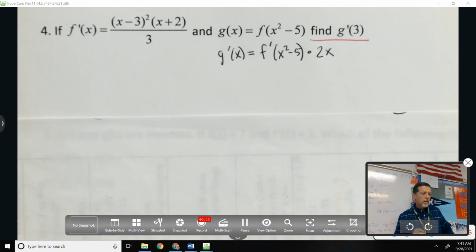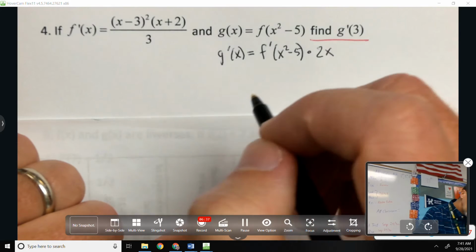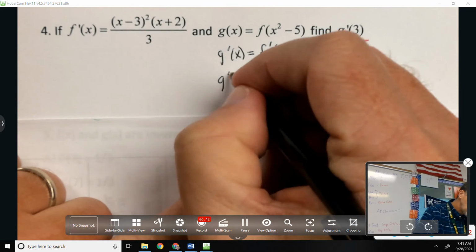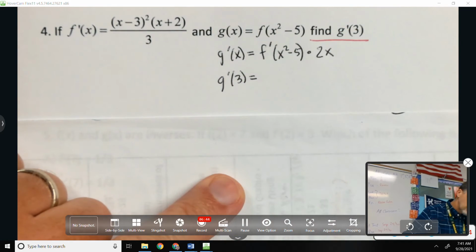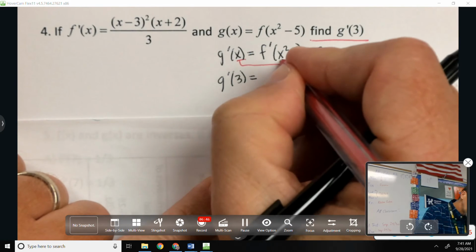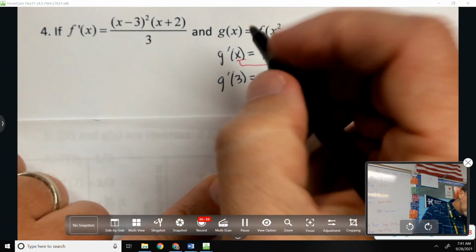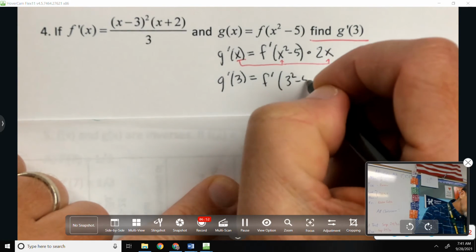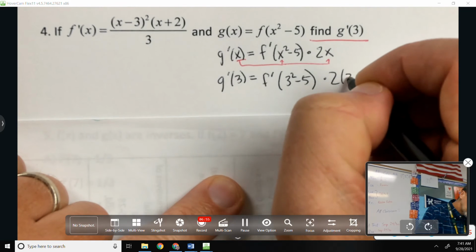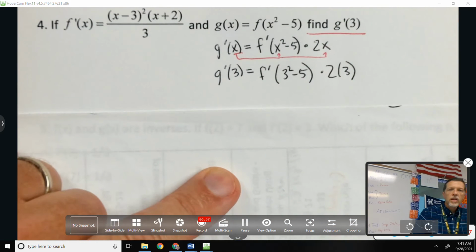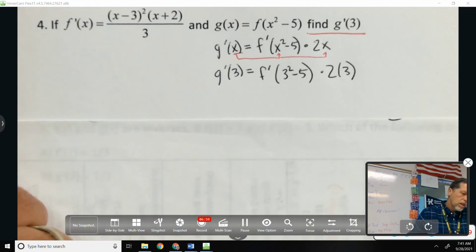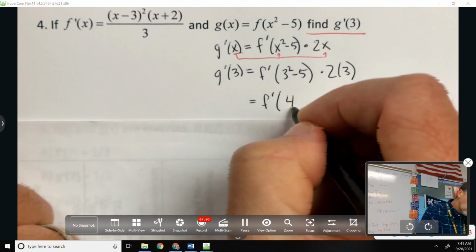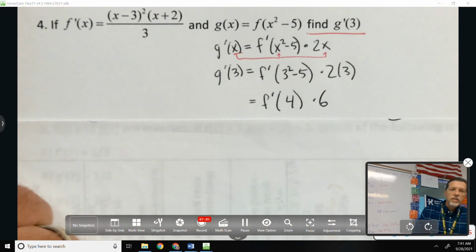Okay, now I need to plug in 3. And I will probably use f prime in a minute, but let's plug in 3. G prime of 3. Right, that means wherever there's an x, in goes a 3. So f prime of 3 squared minus 5 times 2 times 3. So f prime of 4 times 6.